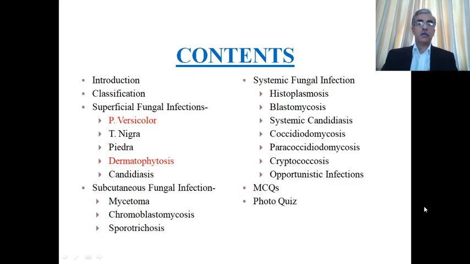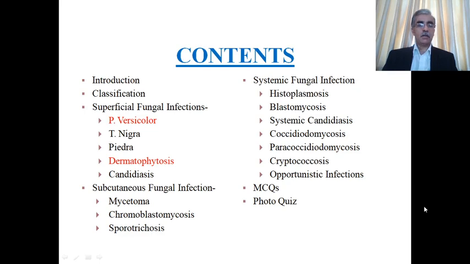Today we will discuss an introduction to fungal infections, and how we classify different fungi and their infections. The fungal infections are divided into superficial fungal infection, subcutaneous fungal infection, and systemic fungal infection. Today we will be covering superficial fungal infection, that will be pityriasis versicolor, tinea nigra, piedra, and dermatophytosis.